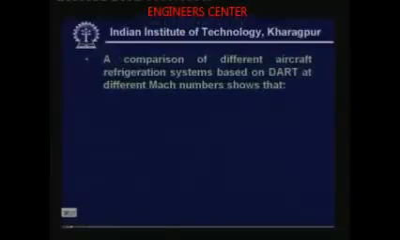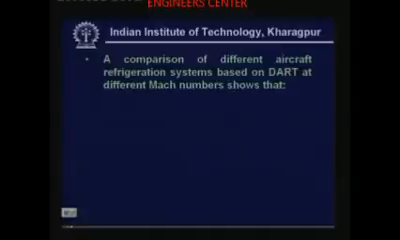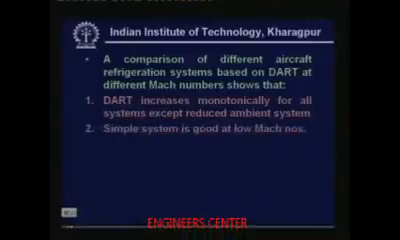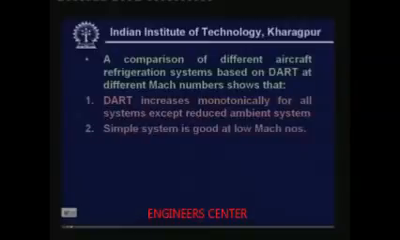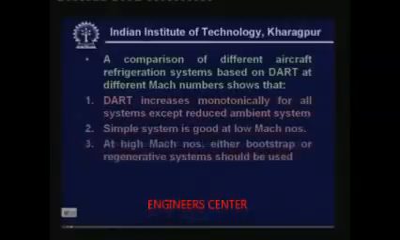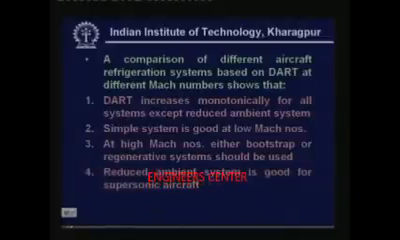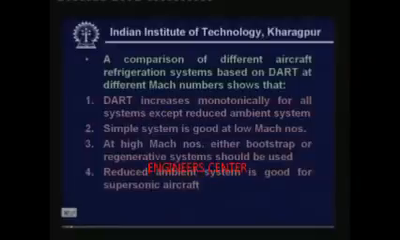A comparison of different aircraft refrigeration systems based on DART at different Mach numbers shows that DART increases monotonically for all systems except the reduced ambient system. The simple system is good at low Mach numbers, and at high Mach numbers we have to use either the bootstrap system or the regenerative system. The reduced ambient system is generally good for supersonic aircraft.